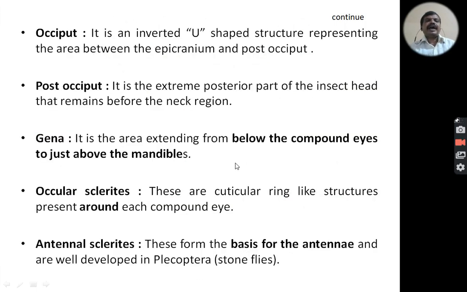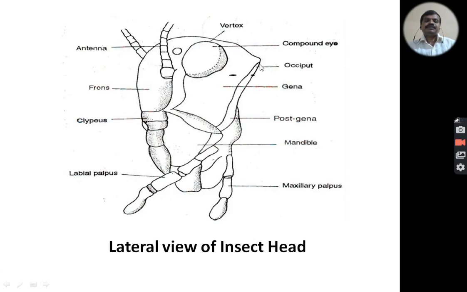The next is occiput. Occiput is an inverted U or V-shaped structure present in between the epicranium and post-occiput. Here you can see the occiput and the epicranium. It is an inverted U-shaped or V-shaped structure next to the epicranium. That is the occiput.